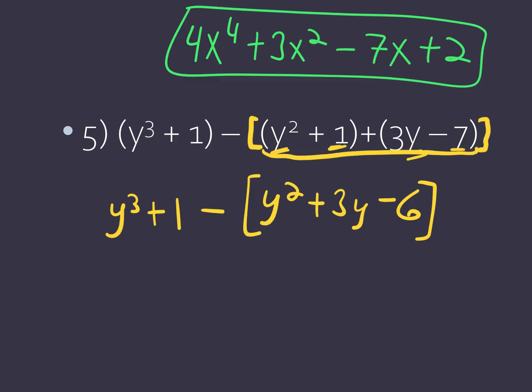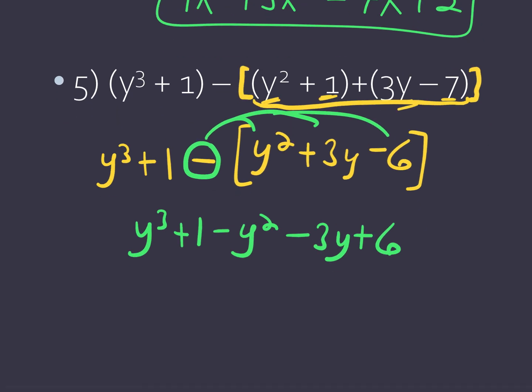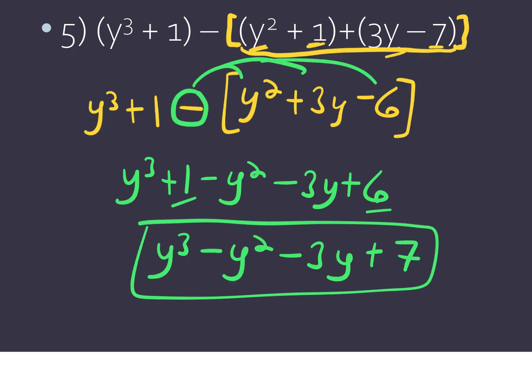And then just like before with the past few problems, this minus we can distribute to every single term on the inside. This is going to get us y to the third plus 1 minus y squared minus 3y and plus 6. All right, do we have any like terms here? Yeah, only the 1 and the 6. Good, all right, so we can do 1 plus 6. We're going to get y to the third minus y squared minus 3y plus 7. All right, not bad. Good.